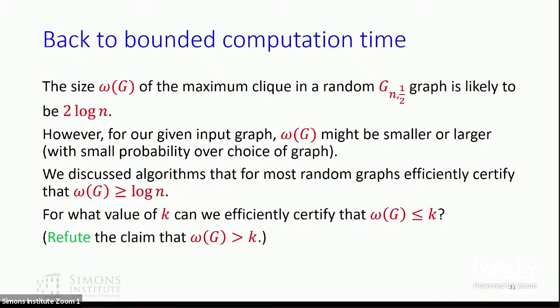You can ask about refutation. For what value of k do we know that there's no clique larger than k? Like, how can you efficiently certify that there's no clique larger than k? This is like a co-NP statement, that there's no solution. So how do we do that?